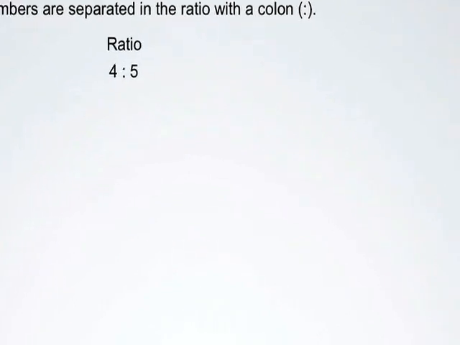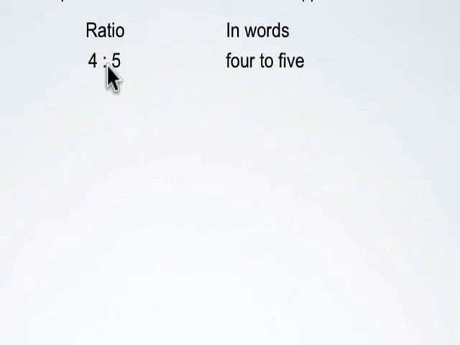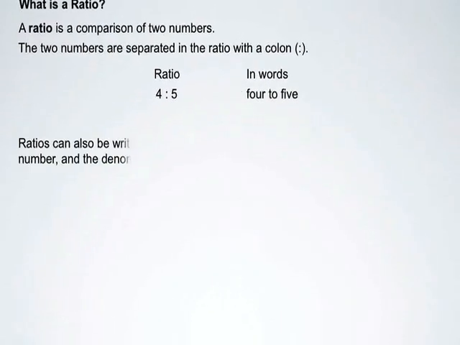So a ratio could look like 4:5. But in words, this is read 4 to 5. So the colon in math is read "to".